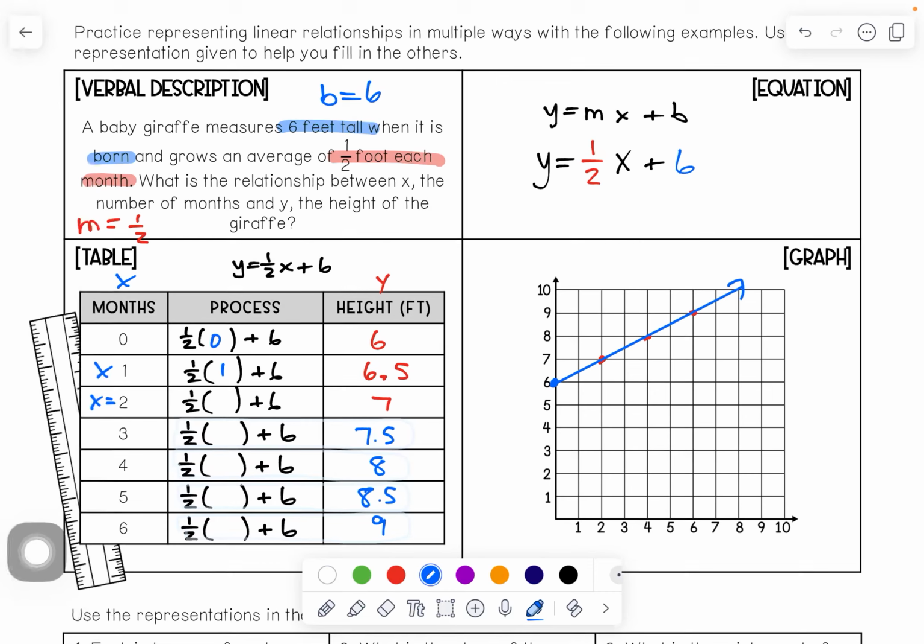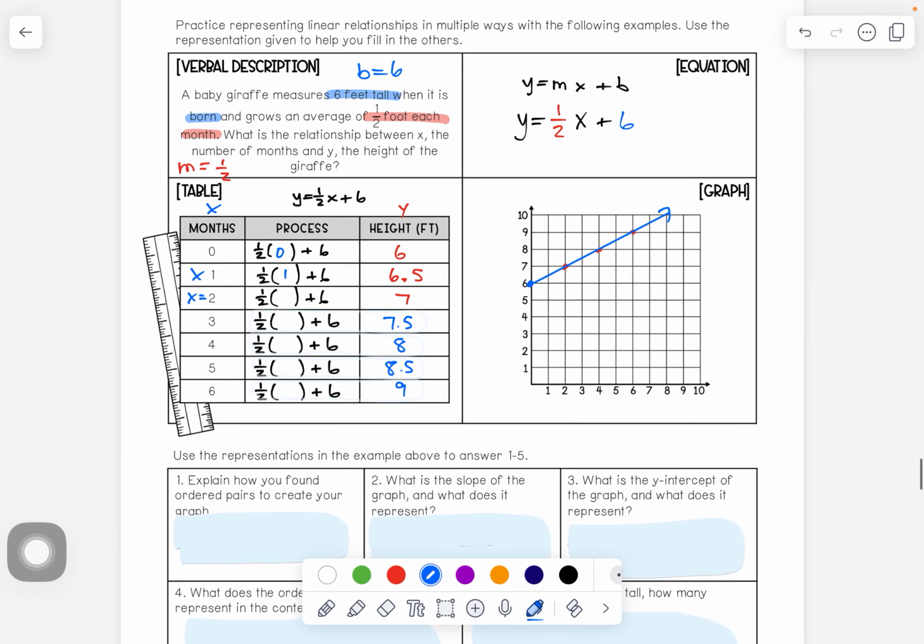So we have our verbal description. We translated that to our equation, into the table, and then finally the graph. Now, what we want to get good at is that it shouldn't matter which of these 4 options I give you to start. You should be able to generate the other 3 parts. And once we do that, that's the type of understanding we want to have of this material. Let's go down here and answer some questions.